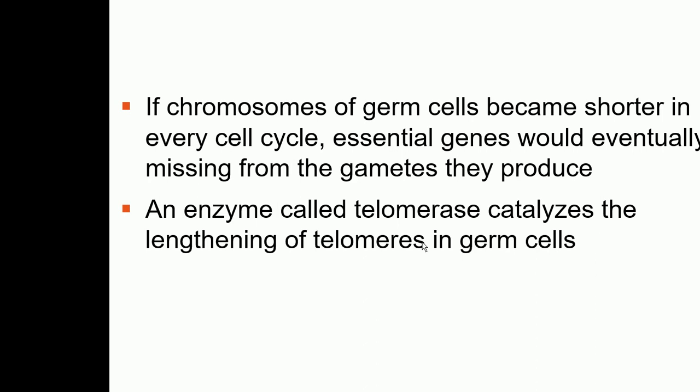And the same enzyme is present in the cancer cells. This enzyme catalyzes the lengthening of the telomeres. That is why in cancer cells the telomeres are not eroded. So this regulation is lost by the cancer cells. That is why cancer cells can keep on dividing, because the telomeres are not eroded. Why? Because they have overexpression of this enzyme called telomerase.